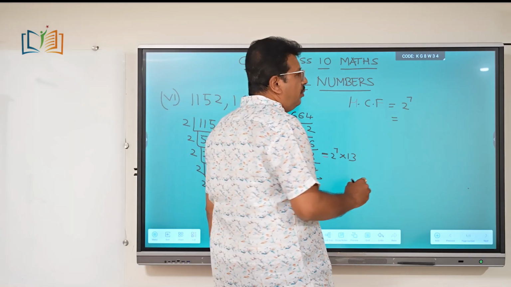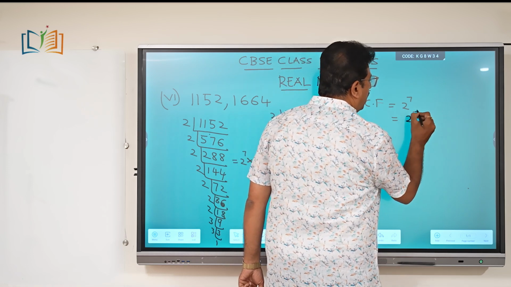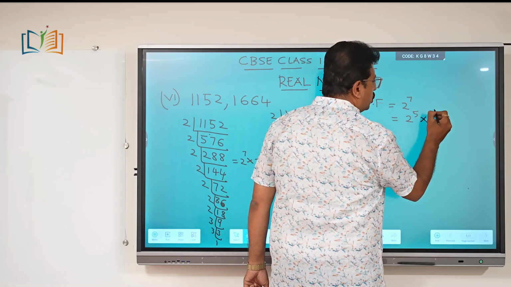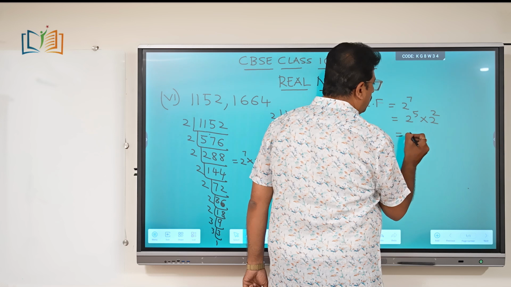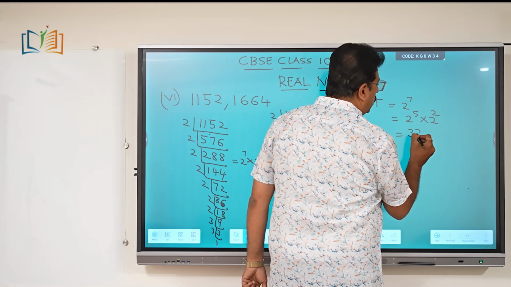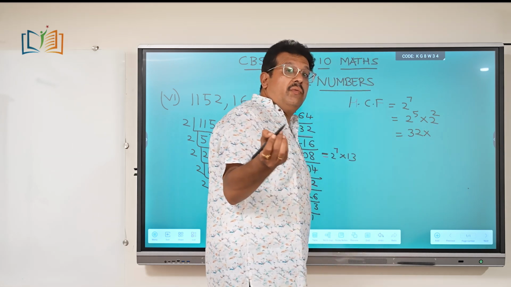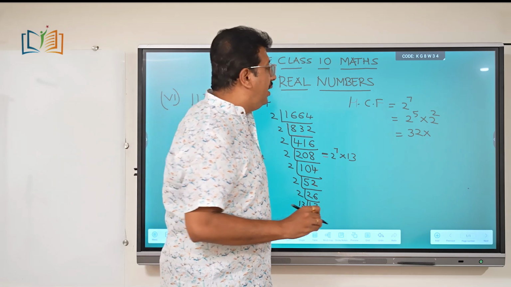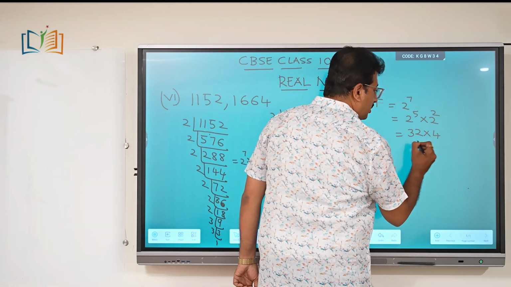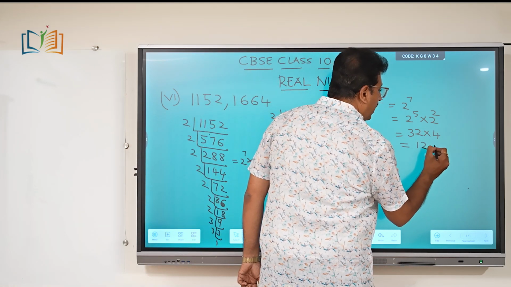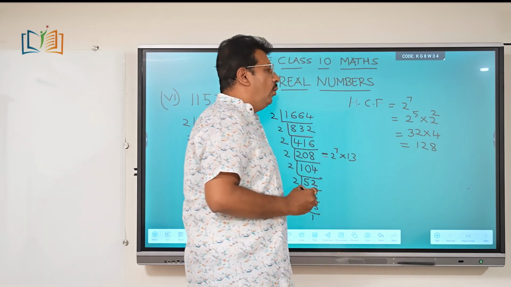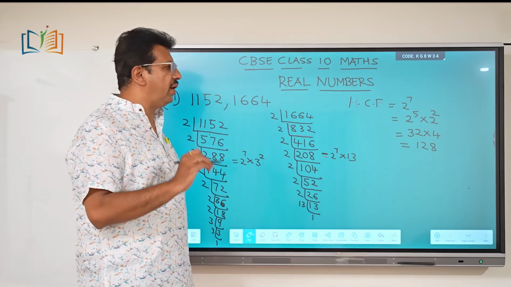2 to the power of 7 means 2 to the power of 5, you know very well, into 2 square. 2 to the power of 5 is 32. I think at least 2 to the power of 5 you should know, all of you. 32 into 4 is nothing but 128. So your HCF is 128. So this should be your answer, students.